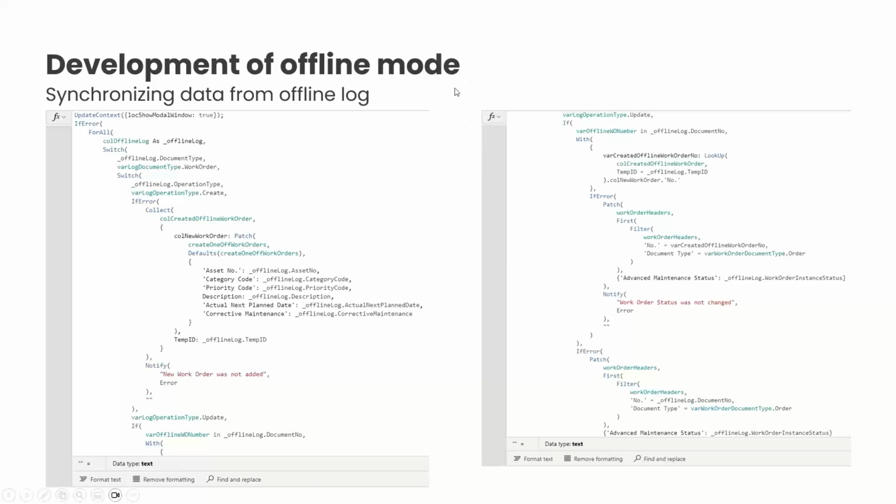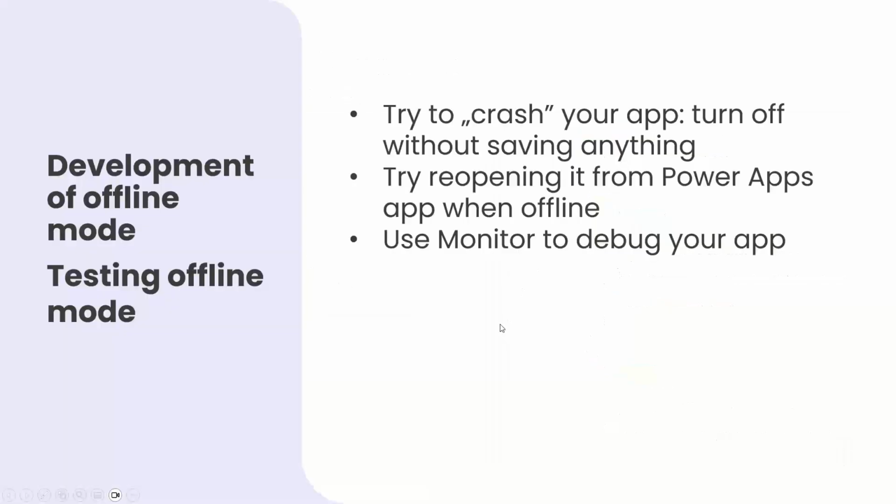Here's the example with a little bit more complicated scenario of synchronization of the data. As you can see here in this offline log, the rows have different document types and different operation types. So we would have to perform specific operations depending on which document type and which operation was done offline.